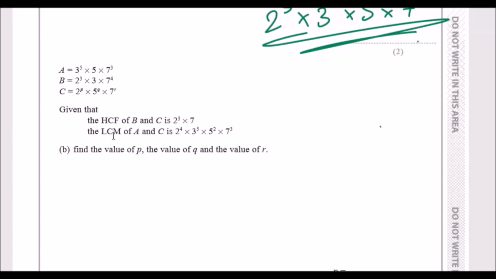When you have the LCM, always use that first, okay? Always use this first. The reason why is because the LCM only cares about the highest power out of the two options. So looking at A and C, for example, we have 2 to the power 4. A does not even have 2, but C has 2. That means if the highest power is 4, that means P must clearly be 4. So we can say so far P is 4.